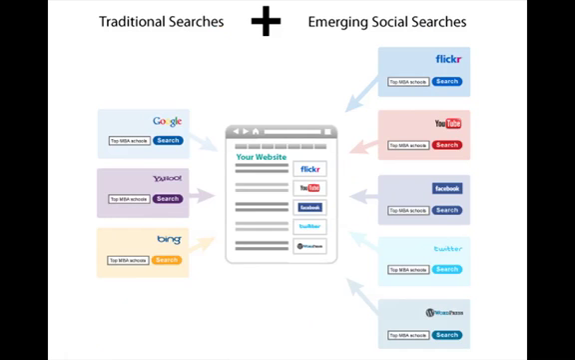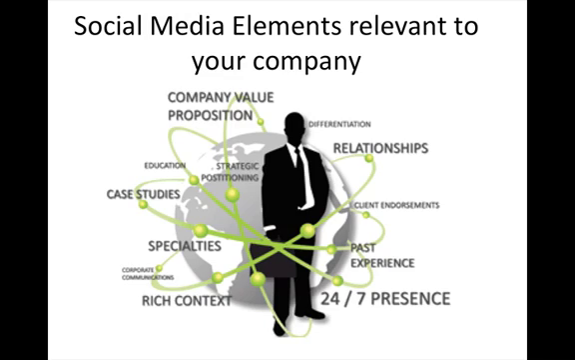So we discussed search a while back, and this is just to demonstrate that traditional searches have now turned into emerging social searches. People don't just use Google, Yahoo, and Bing to search anymore. They use Flickr, YouTube, Facebook, Twitter. They search through blogs. And all of these things go back to your website. You can also have different icons and buttons on your website that click back to your own pages and integrate all of this.